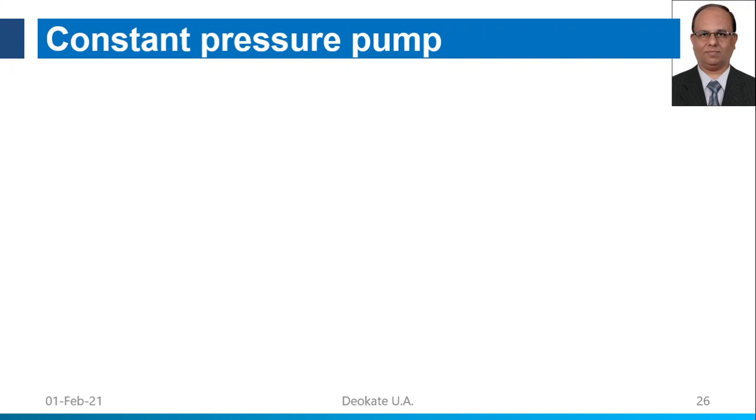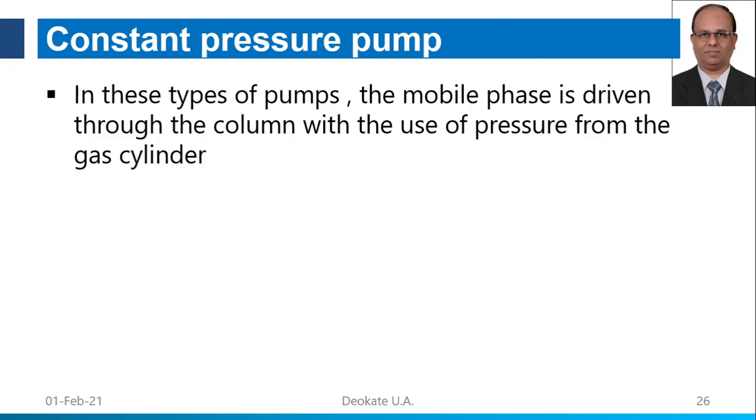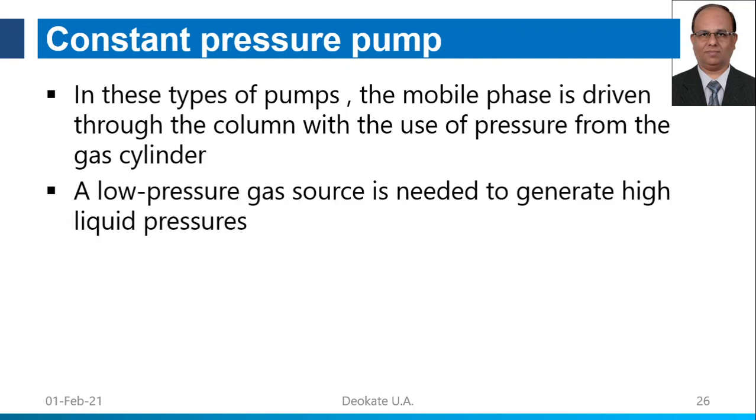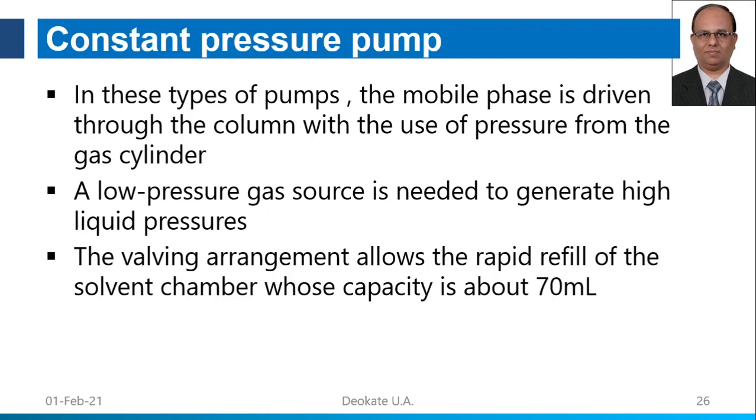And the third one is the constant pressure pump. In this type of pump, the mobile phase is driven through the column with the use of pressure from a gas cylinder. So therefore they are also called pneumatic pumps. A low pressure gas source is needed to generate high liquid pressures. The liquid which is kept in the chamber is pressurized with gas. So this liquid will enter through the tubing with the pressure. They are giving a constant pressure. There is no fluctuation in pressure during the process of pumping.